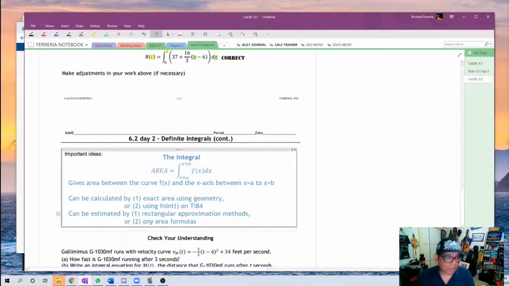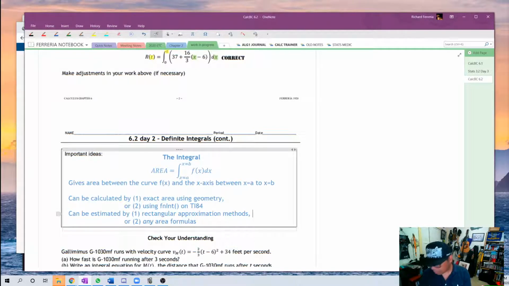Now, don't forget, from the first section, we saw that you can estimate that integral also by using rectangular approximation methods, or you can estimate that just using any area formula that you have handy. If you're just asked to find an area or find an integral, just use any area formula you have. It doesn't have to be a rectangular method, although the rectangular method will play big into the next couple of lessons. So that is our integral.